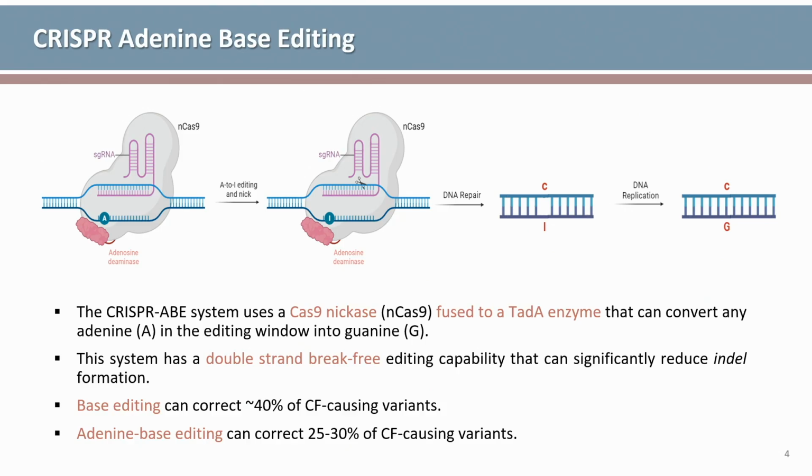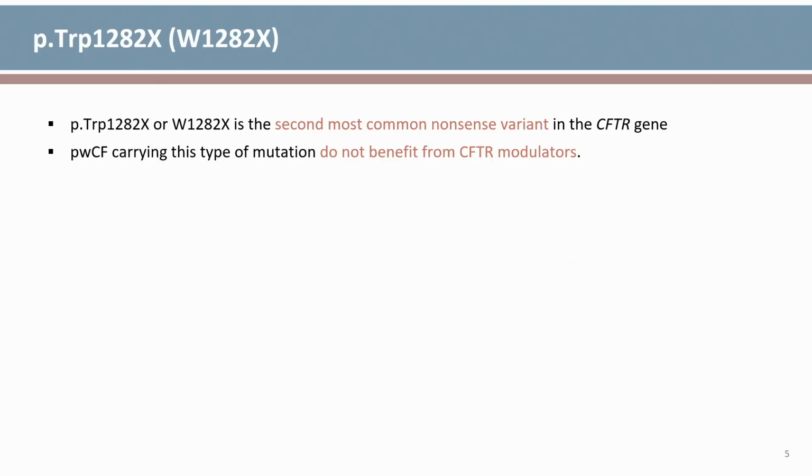And interestingly, taking into consideration the other base editors that have been developed, base editing can correct around 40% of CF-causing variants, adenine base editing being the most useful approach because it can correct around 25 to 30% of CF-causing variants. So here in this study, we focus specifically on the ability to correct W1282X, well known as the second most common nonsense variant in the CFTR gene, and that is not eligible for the currently available modulators.